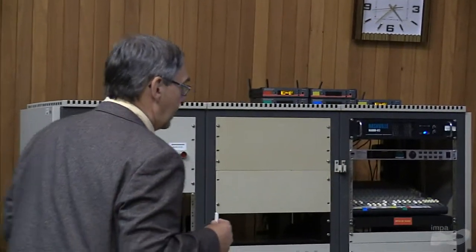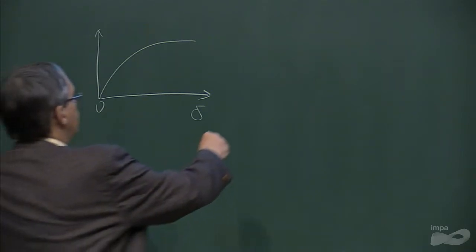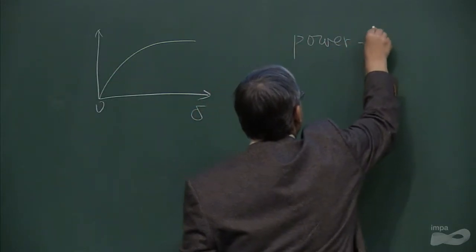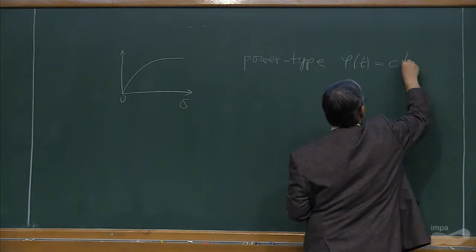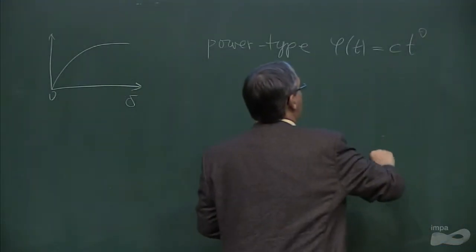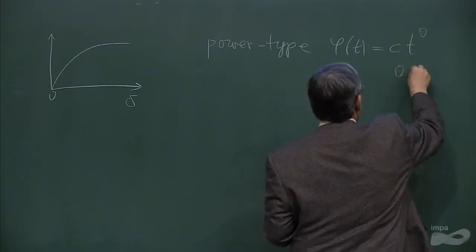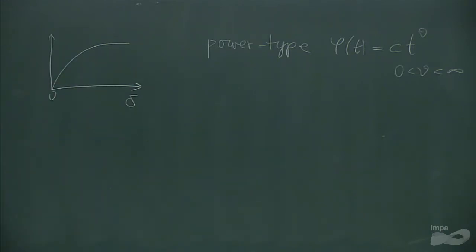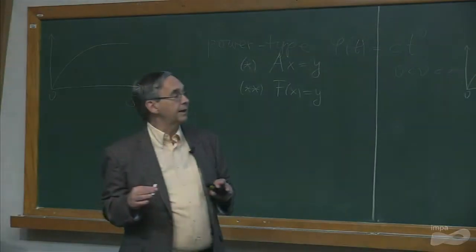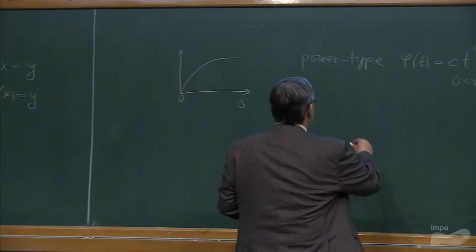What are the most important? One kind is the index functions of the power type: phi of t is c multiplied by t to the power nu, where nu is greater than 0 and smaller than infinity. As you see, in this scenario, you have concave and convex functions. But in principle, for our problems, for our regularization theory, mostly only the convex type is of interest.